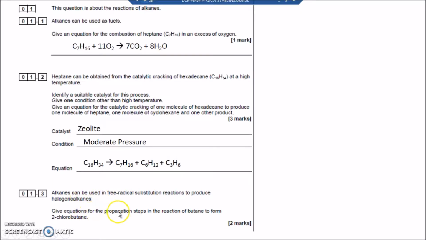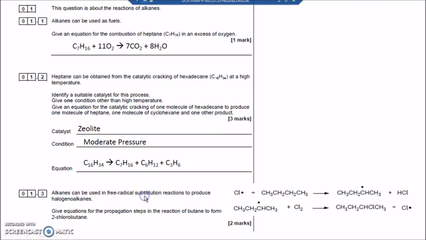Give equations for the propagation steps in the reaction of butane to form 2-chlorobutane. So I've got Cl dot, and I've got butane, CH3, CH2, CH2, CH3. You always make HCl, always, and then that tells you what else you can make.